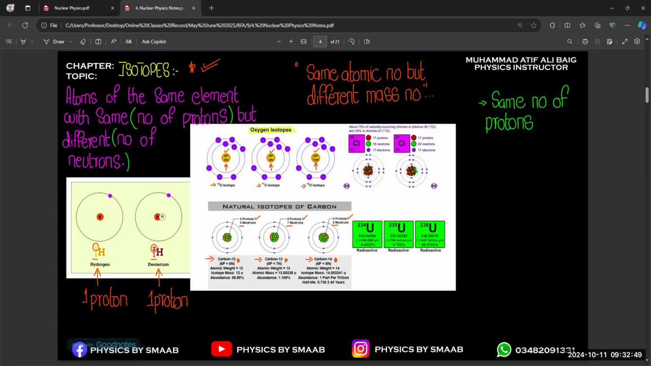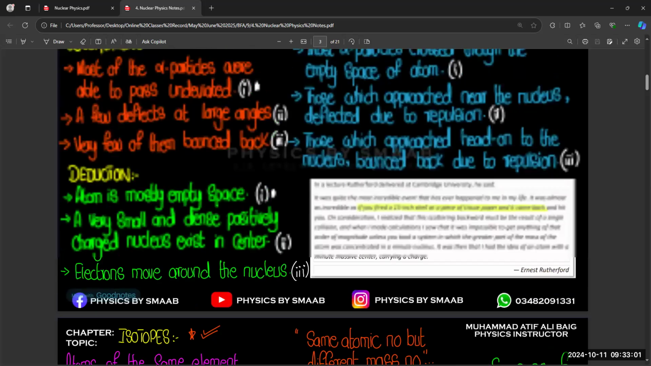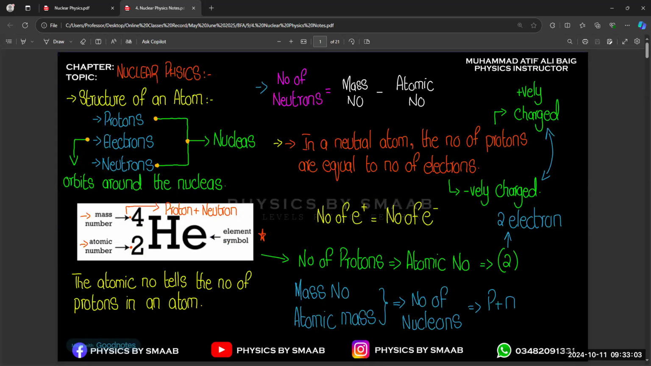Last time we started the topic of radioactivity, right? And in radioactivity, we discussed the basic concept of the structure of an atom, and we also discussed the mass number, atomic number, and how to find out how many protons, electrons, and neutrons there are. So we discussed all these concepts last time, right?